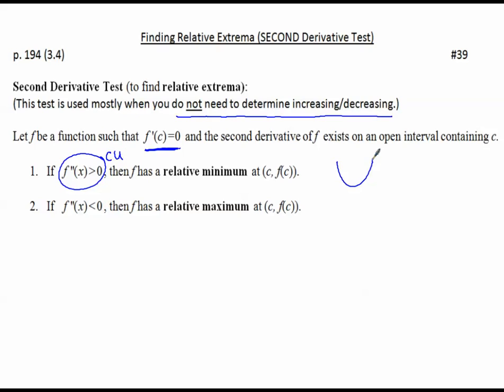So what does that look like? That. Similarly, f double prime less than 0 means f is concave down. What does that look like? This. So you put this with the concavity, this being a slope of the function is 0, so it's a horizontal tangent, and that creates a relative min or a relative max.